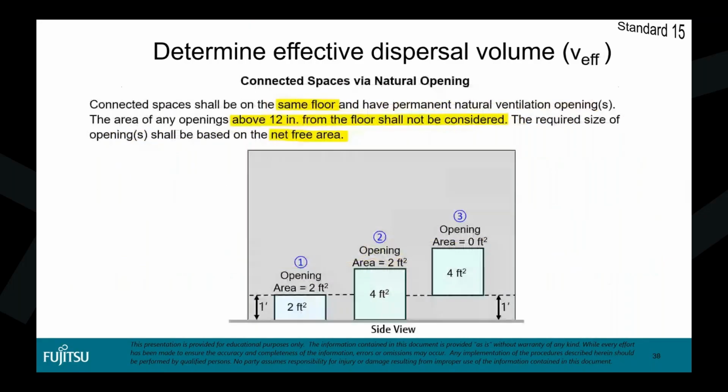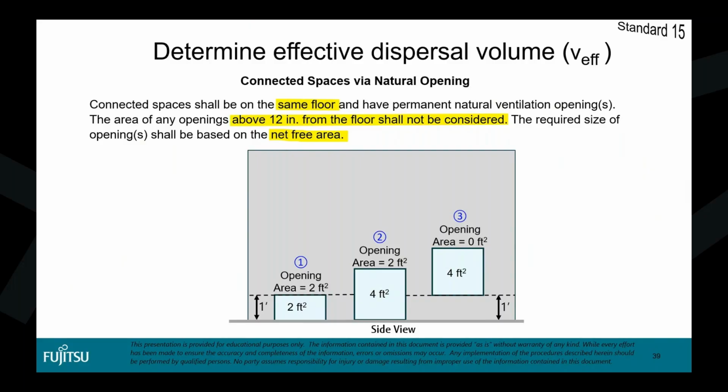So let's continue to look at the volume for this room. Standard 15, the non-residential, says we can have connected spaces with a natural opening. And they say that opening has to be maximum 12 inches from the floor, and we talk about net-free area. So suddenly here in Standard 15, they're saying you can have door undercuts.